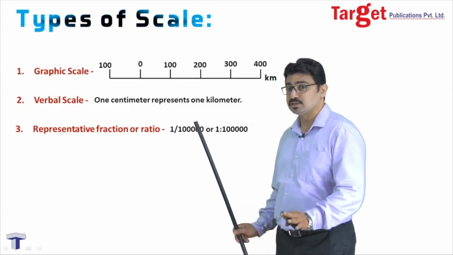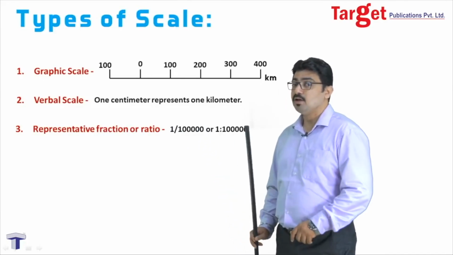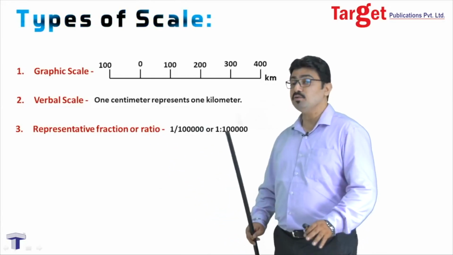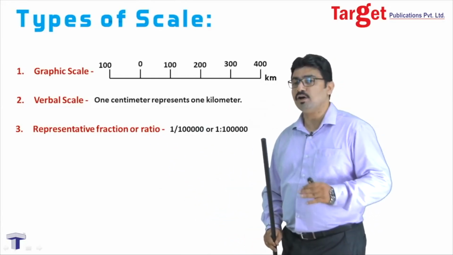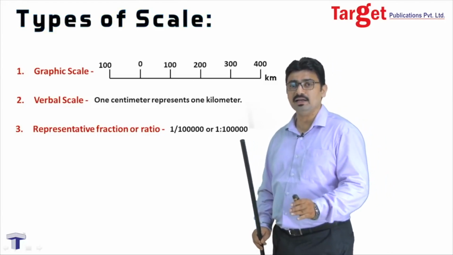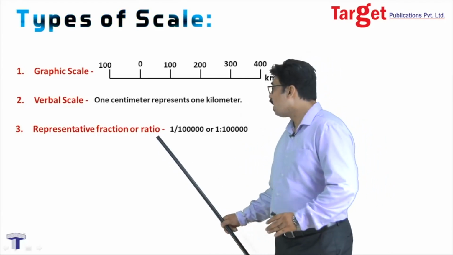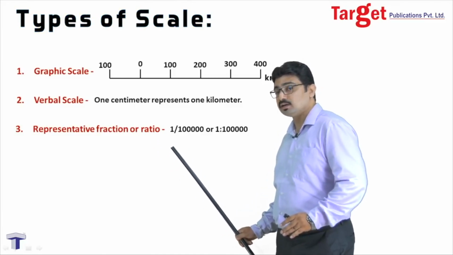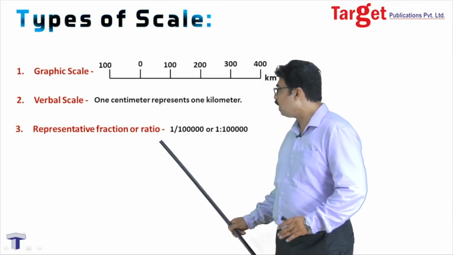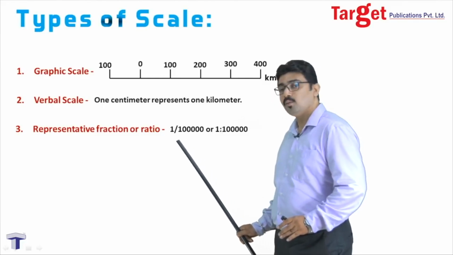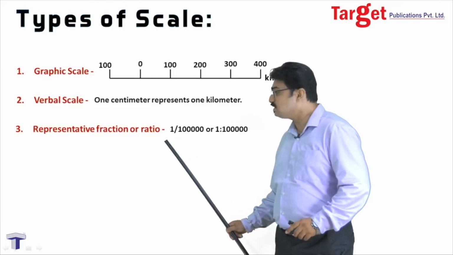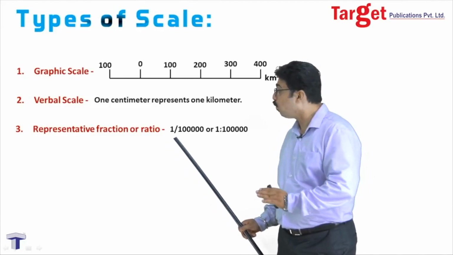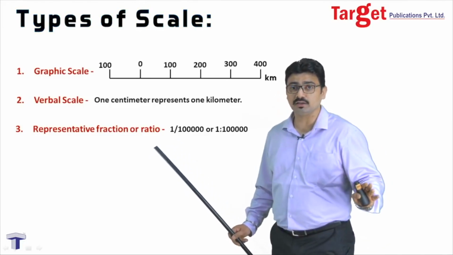The next type of scale, again an important type, is the representative fraction or representative ratio. Obviously, we all know what a fraction is, what a ratio is, and here the ratio is the scale on the map to the scale on the actual earth. For example, when it says 1 is to 1 lakh, it means 1 centimeter on the map represents 1 lakh centimeters on the actual earth.